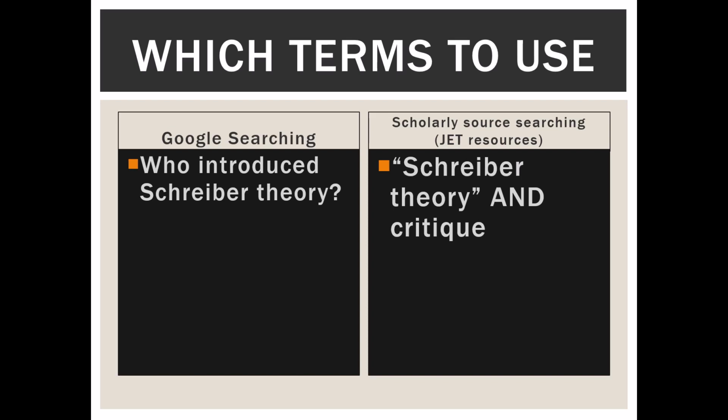In library databases, you don't want to use every word. You don't want to talk to it like it's a person. So the word introduced might not necessarily be specific enough to your particular topic for you to use. A word like who is not related to the Schreiber theory. So that's not a word that we want to ask the system to look for. I've also put Schreiber theory in quotes because I want those two words in that specific word order. This way I'll be searching for a phrase as opposed to separating those two words.